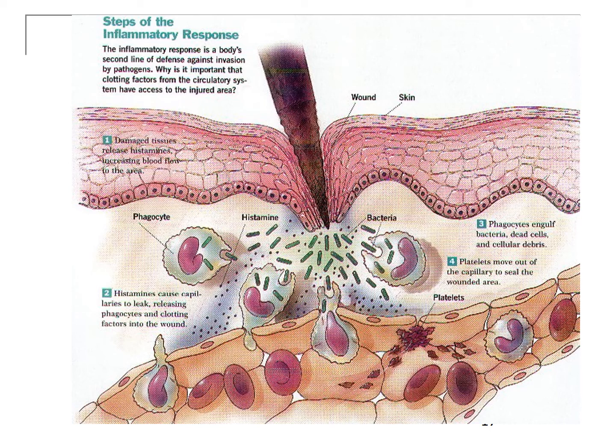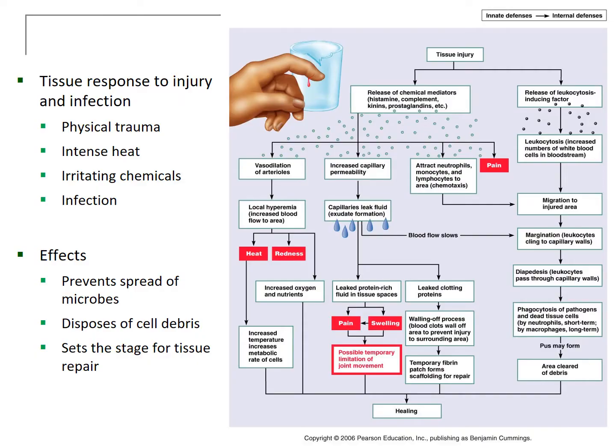And finally, in step 4, you have platelets that move out of the capillary that seal off the wounded area. And so again, the whole idea here is to try to localize the injury as much as possible and keep things from going systemic.